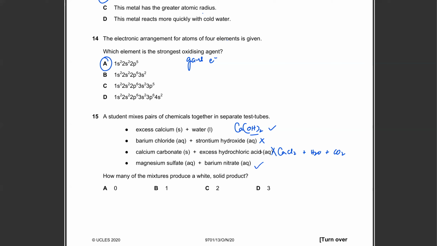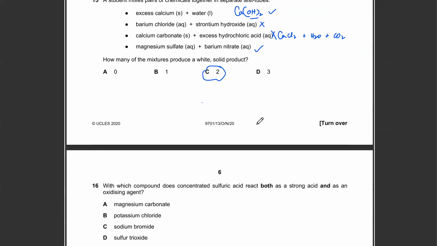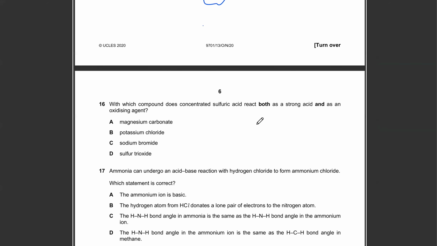Barium sulfate, which is insoluble. So I'm going to go for two, right? The first one we're not sure about, but calcium hydroxide, I'm quite confident, like 90%, that's not entirely soluble, that's partially soluble. So when he says white solid product, that would be a possibility. So 15, it is C. So just remember calcium hydroxide and calcium sulfate, they're both partially soluble. So they do form some precipitate.